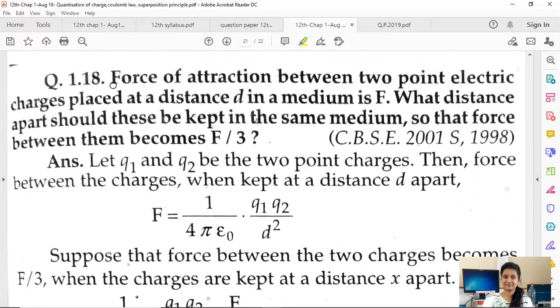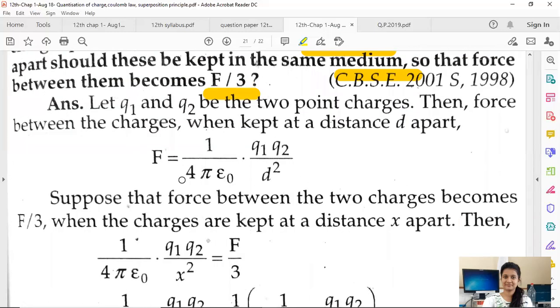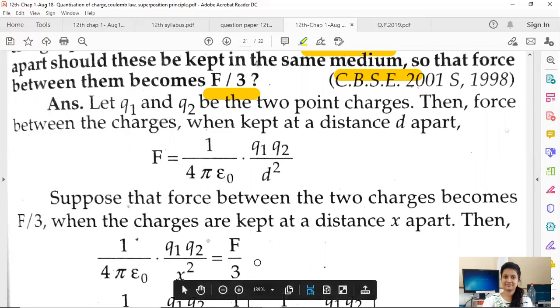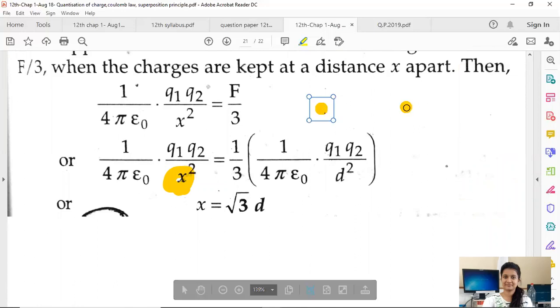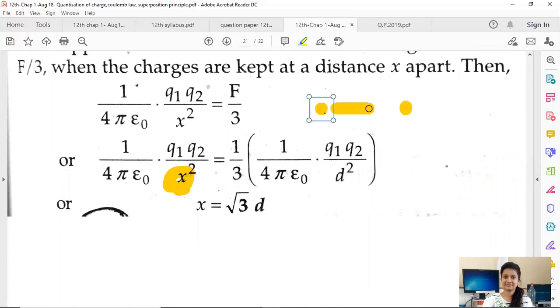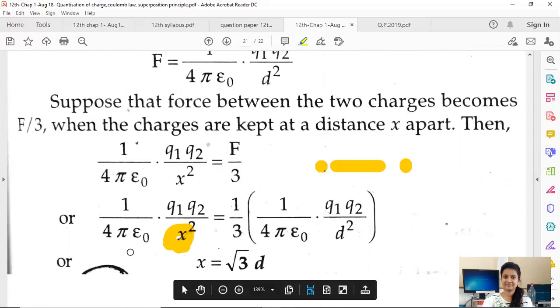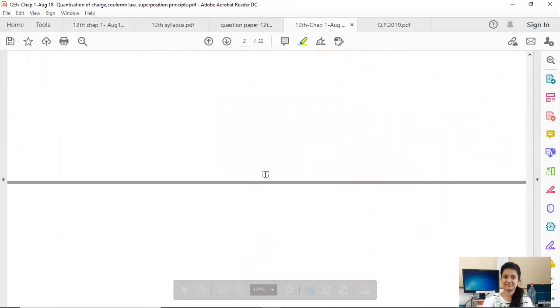This is again a numerical for your practice. The force of attraction between 2 point charges in a medium is F. What distance apart should these be kept in the same medium so that the force between them becomes F by 3? When this F becomes F by 3, what will be the distance between these two charges? This is the question. You have to simply calculate the X, and X is equal to under root 3 d.